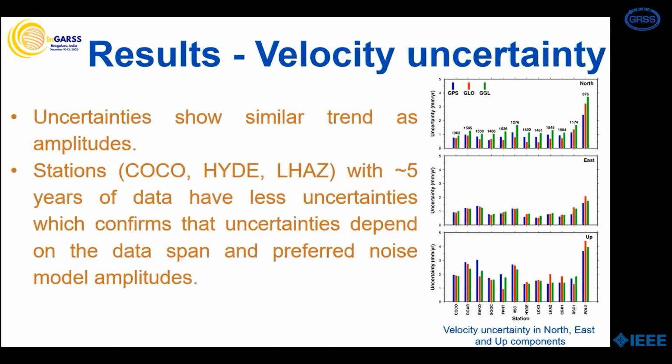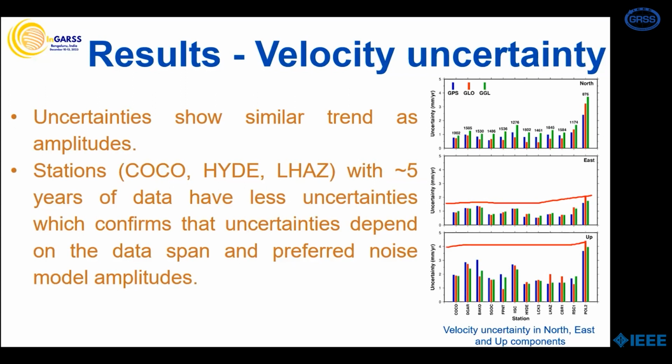After calculating the noise amplitudes, we calculated the velocity uncertainties. Velocity uncertainties show a similar trend as the amplitudes, that is, less in the north component of the GLONASS time series. Overall, uncertainties are less in the east component compared to the north and up components, and uncertainties are higher in the up component compared to the north and east.